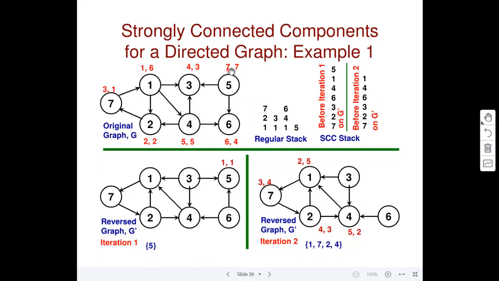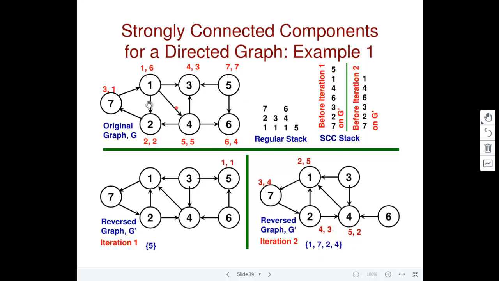So that's the seventh vertex to be pushed to this regular stack. And now from 5, you have two outgoing edges to 3 and 6, and we saw that 3 and 6 are visited in an earlier instance of depth first search. So they should be cross edges. So you can't go anywhere else from vertex 5. So you pop out vertex 5 from the regular stack. And that's the seventh vertex we popped out. So you push it now to the SCC stack. So that's the first step.